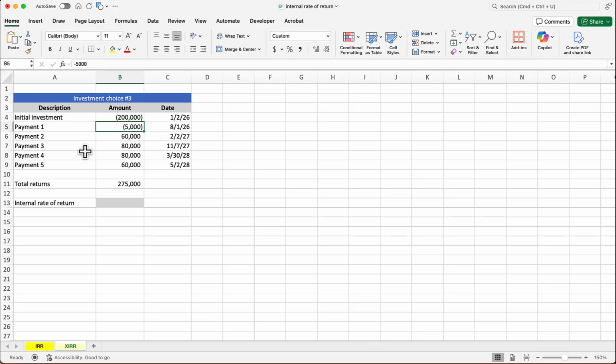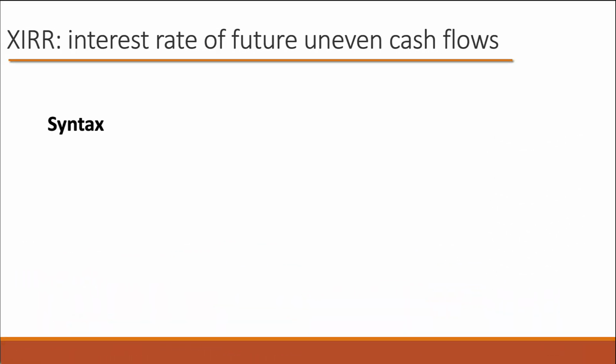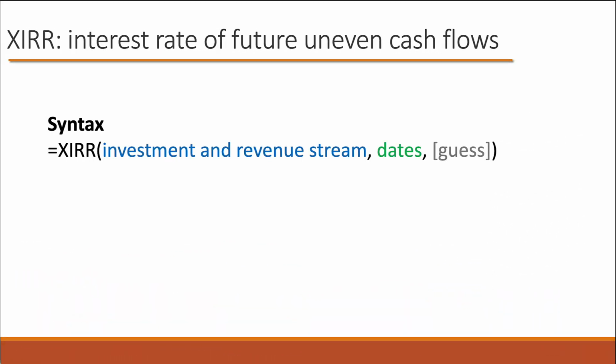So who are you going to call? Well, it's the XIRR function. The syntax is almost the same. Like before, we give it cost and expected payments, but now there's a second required argument, which is for date. So equals XIRR. We give it the investment and revenue stream like before. Now we input the dates, and just ignore that guessing business. So let's go do this.